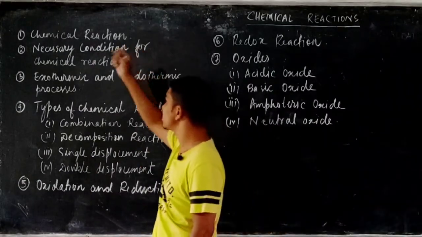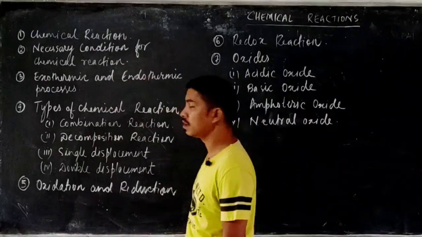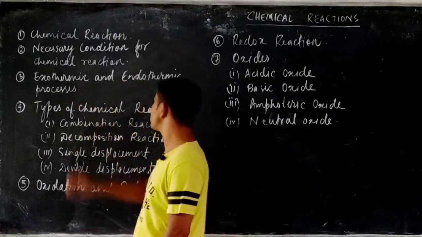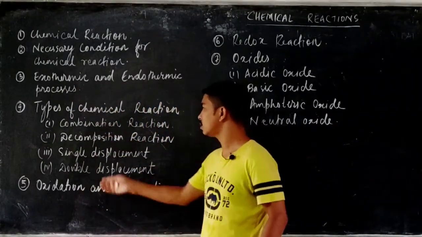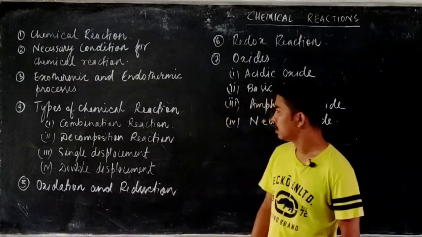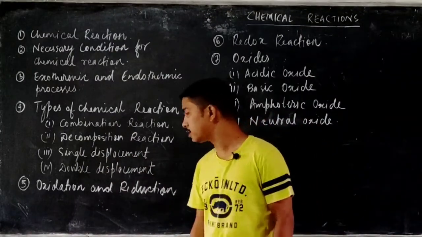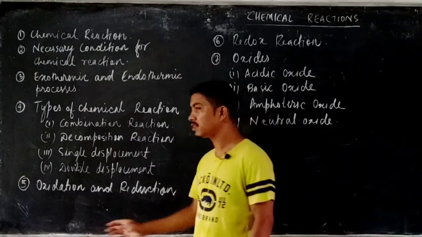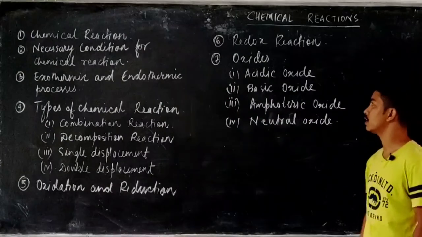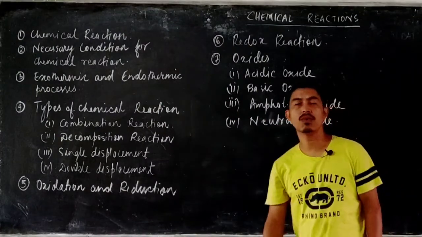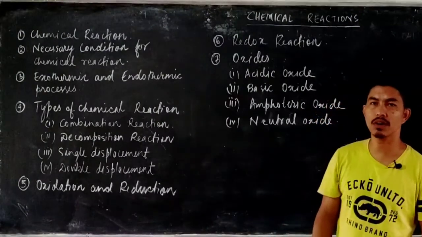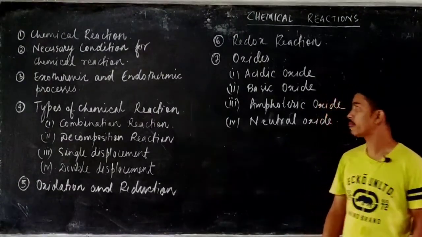We will be reading what a chemical reaction is, and what the necessary conditions are for chemical reactions to occur. We will also learn what an endothermic and an exothermic process is. Then we will learn about the 4 types of chemical reaction: combination, decomposition, single displacement and double displacement, and we will also learn what oxidation and reduction are. The 6th point is the redox reaction, and finally we will learn the 4 kinds of oxide: basic oxide, acidic oxide, neutral oxide and amphoteric oxide.